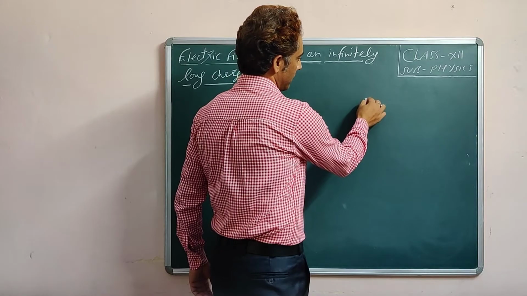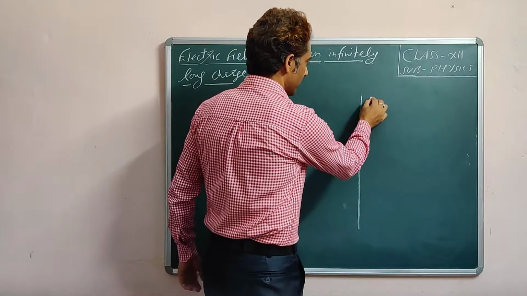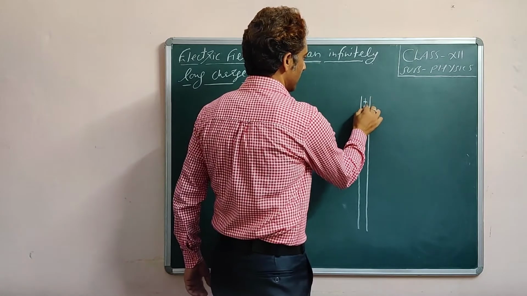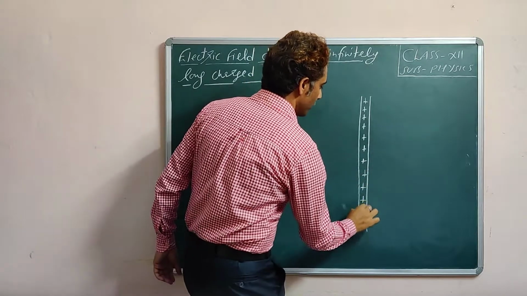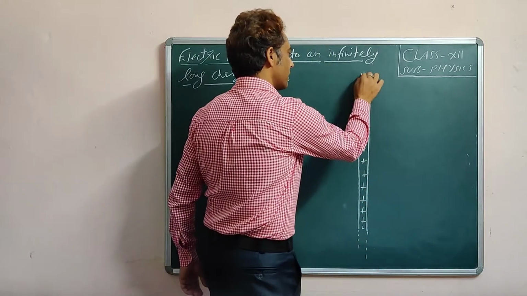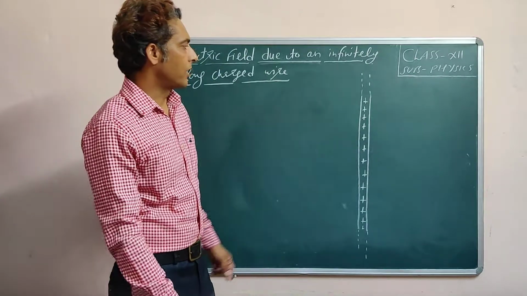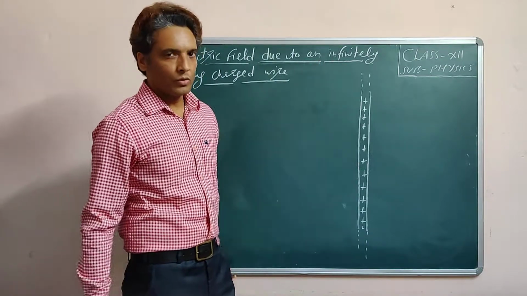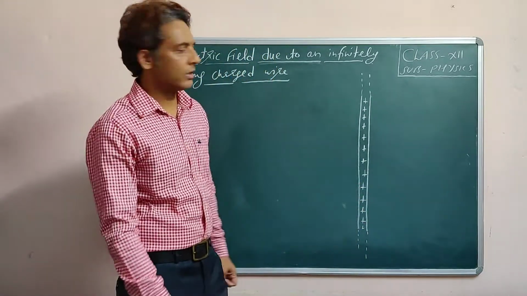So let us consider an infinitely long charged wire. Let positive charge be uniformly distributed over the wire such that the linear charge density is lambda. Now you can see there are large number of charges, so it's not possible to find electric field using Coulomb's law or using superposition principle.